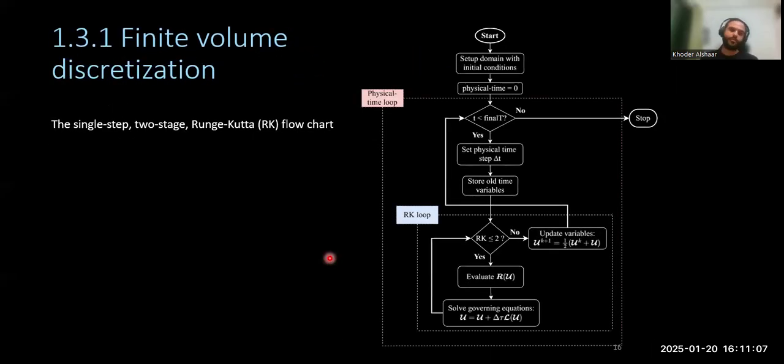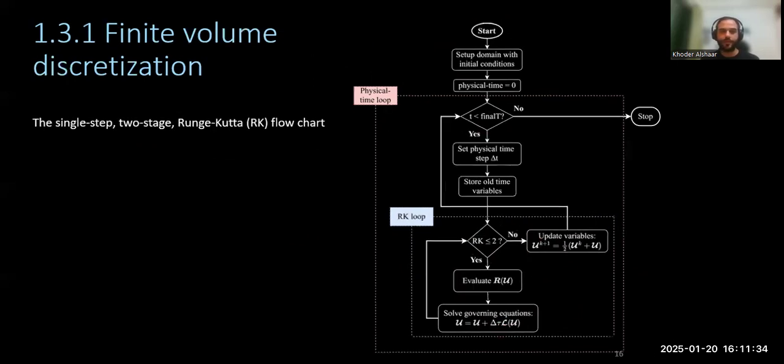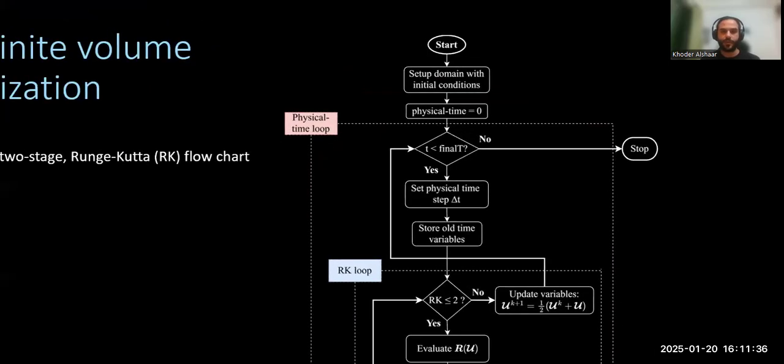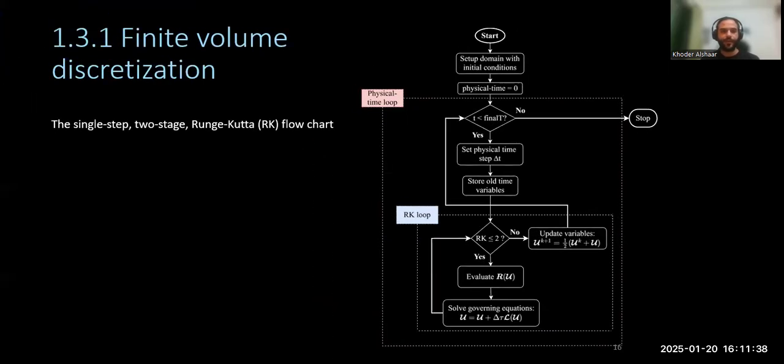So this is also just a quick flow chart of this algorithm, where we start by setting up the system, setting up the domain, and then we start the physical time loop. Inside the physical time loop we have the Runge-Kutta loop. It's very straightforward, where we solve the system twice and then we move to the next time step. I hope the flowchart is visible to everyone. If you cannot see it, please let me know. I can zoom in at any moment and explain further.